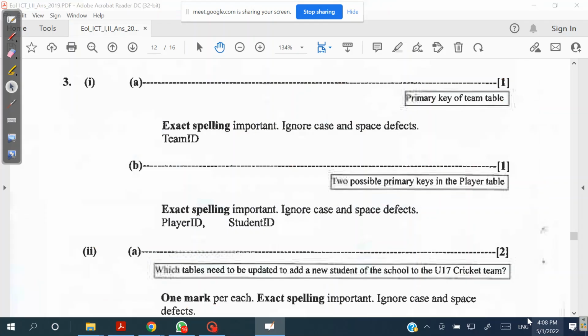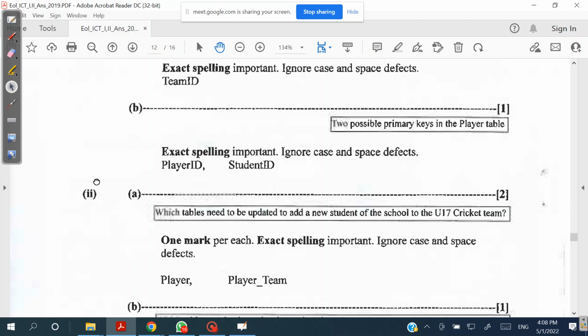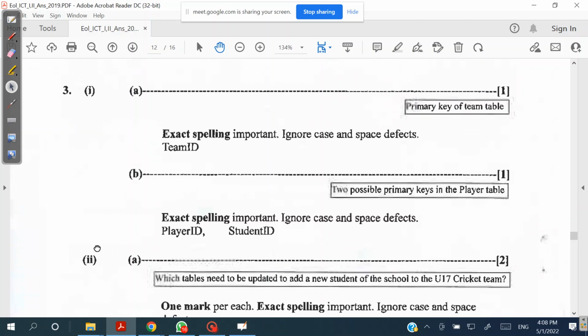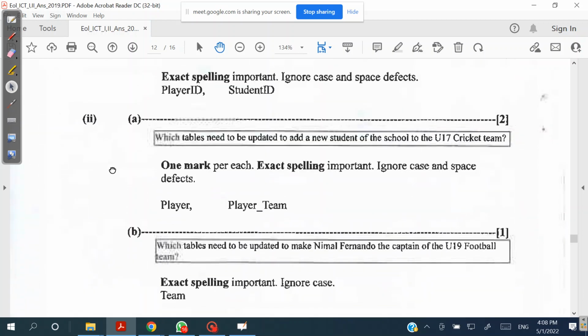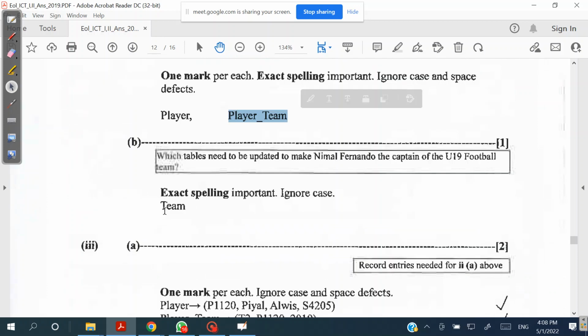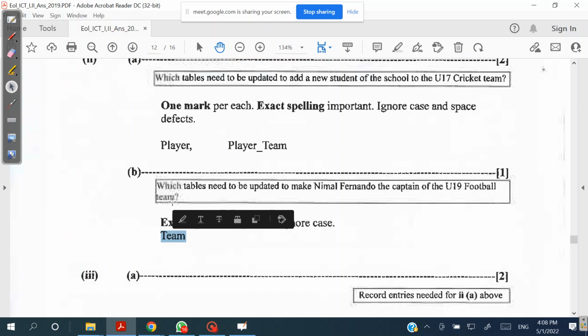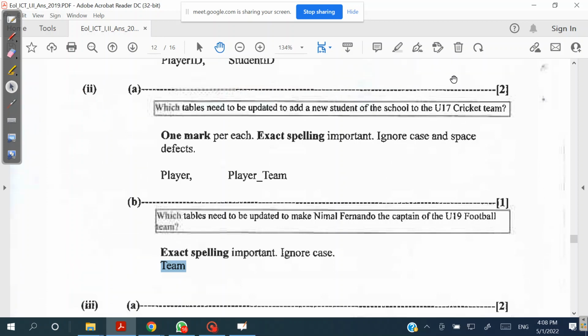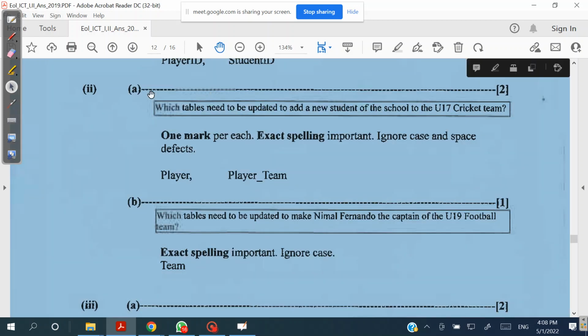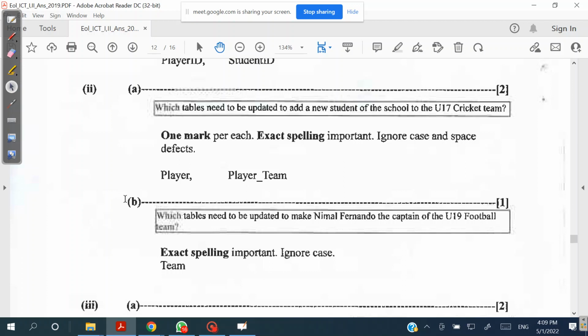Let's cross check the answer sheet as well. So for the part A, it's player table plus player underscore team, and for the part B, it's just team, right? So 2 marks for the part A in the second part, 1 mark for the part B.